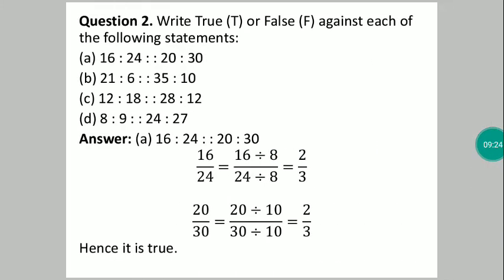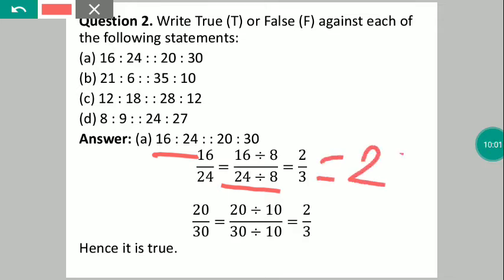Now question 2. Write true or false against each of the following statements. First, 16:24 as 20:30. Okay. So first we check the ratio of the first two quantities, 16:24. So 16 upon 24, divide numerator and denominator by the highest common factor of 16 and 24, that is 8. So 16 divided by 8 upon 24 divided by 8, which is equal to 2 by 3.